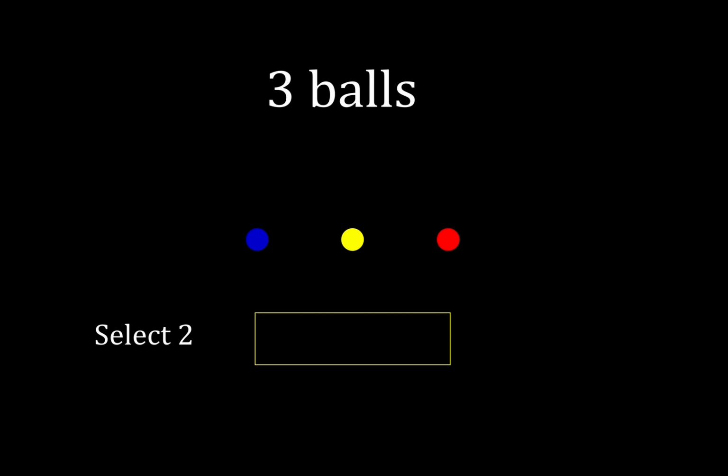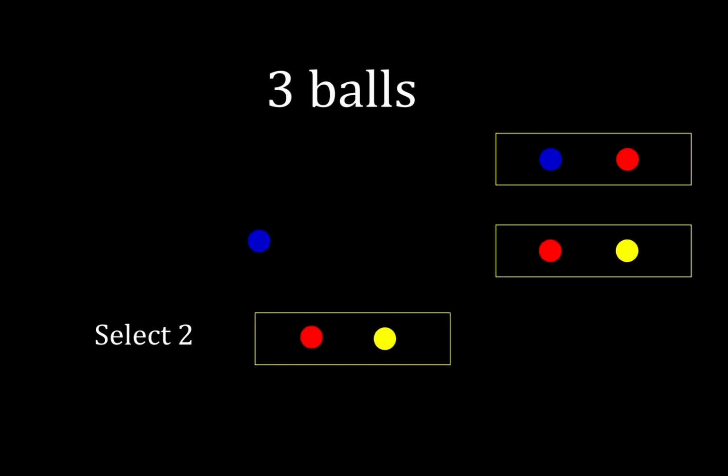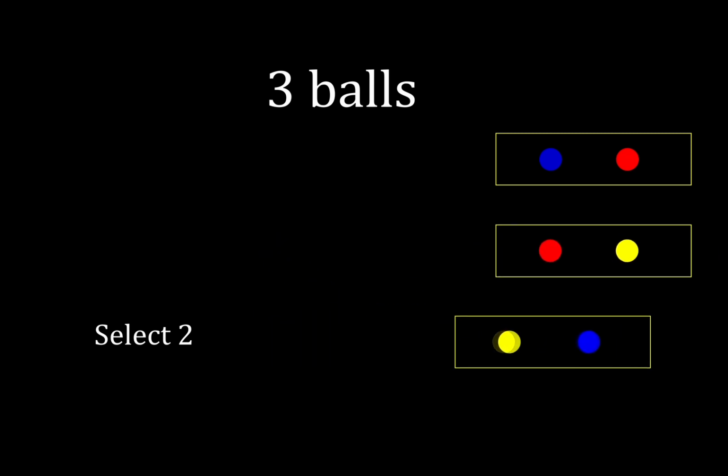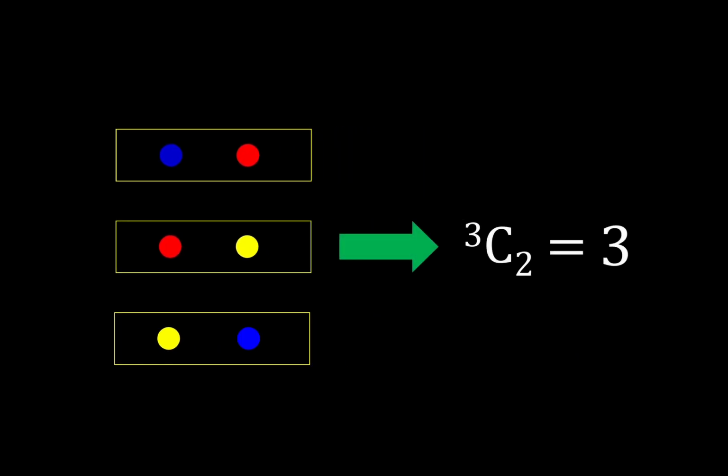Say we want to choose 2 balls. How many ways can we do this? Well, we can list out all the options that we have here. Blue-red, red-yellow, and yellow-blue. So, we have a total of 3 options here. Therefore, the value of 3 choose 2 is 3.